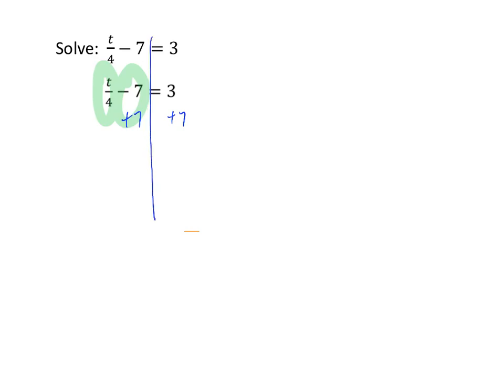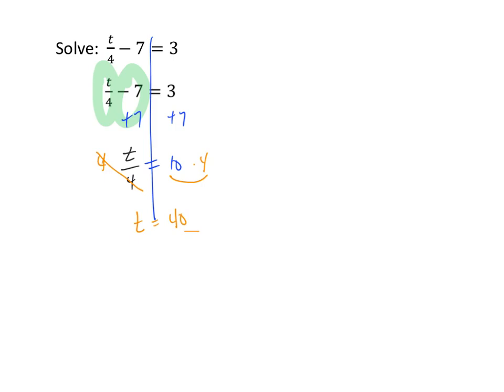Which means now on the left-hand side, all I have is t over 4, and on the right-hand side, I now have 10. And those are balanced. So now what I need to do is undo the division. I undo division with multiplication. So I'm going to multiply both sides times 4, which gives me t on this side, and 10 times 4 is 40.